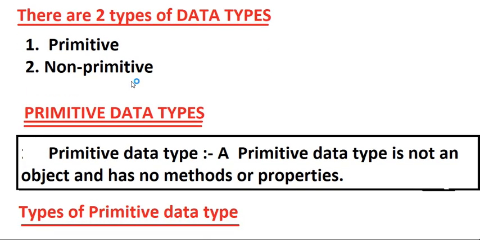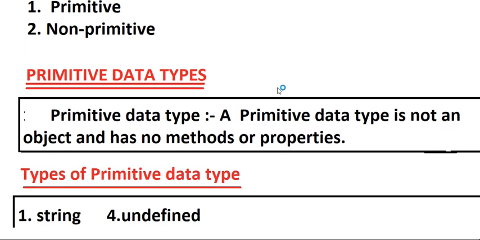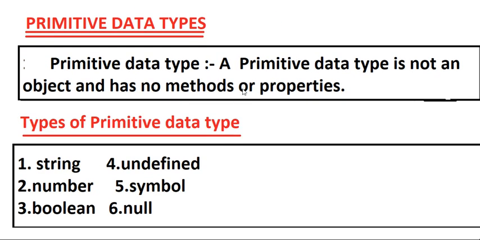A primitive data type is not an object and has no methods or properties. There are 6 types of primitive data type. First is string, second is number, third is boolean, fourth is undefined, fifth is symbol, sixth is null. So let's take an example of all of these.